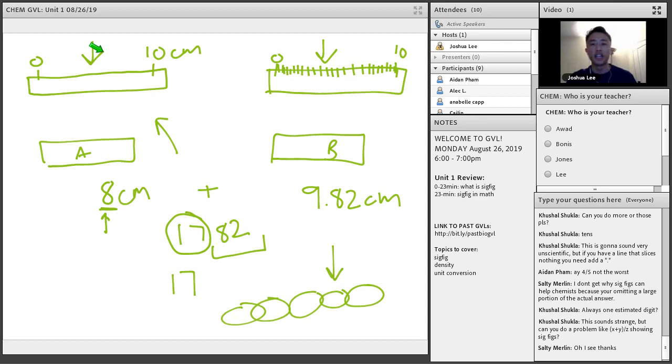So yeah, you could think of imprecise data points as the weakest link, and you have to, in a sense, slow yourself down to that slowest person or that weakest link. That sounds strange, but can you do a problem like x plus z showing sig figs? Yeah, so adding, subtracting, all that stuff.